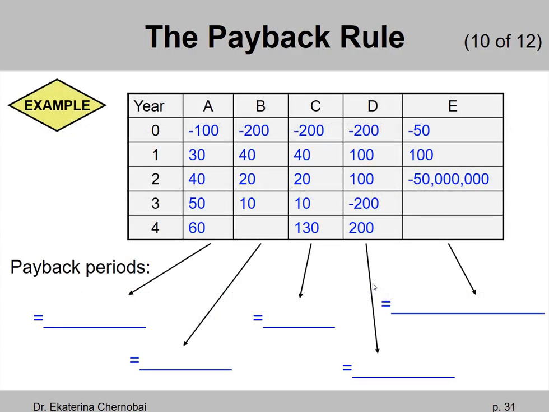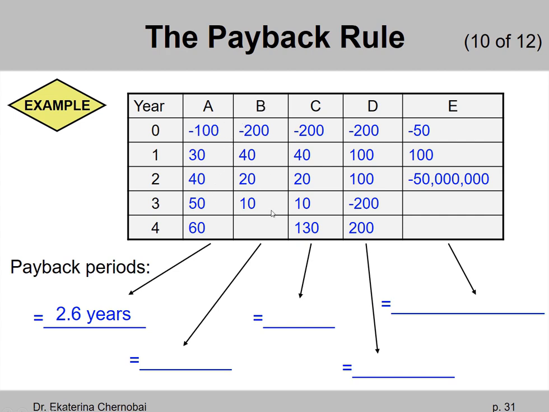Let's look at this example. We have 5 different projects. We're not going to pick the best one of them. Instead, all we're going to do is calculate the payback period for each. For project A, we invest 100 and we get back 30, 40, 50, and 60 in the next 4 years. What's the payback period? After the first year, we have recovered 30. After the second year, 30 plus 40 equals 70. So we need 30 more, and that's going to be a fraction of the third year. To be precise, it will take you 2.6 years to recover your $100.